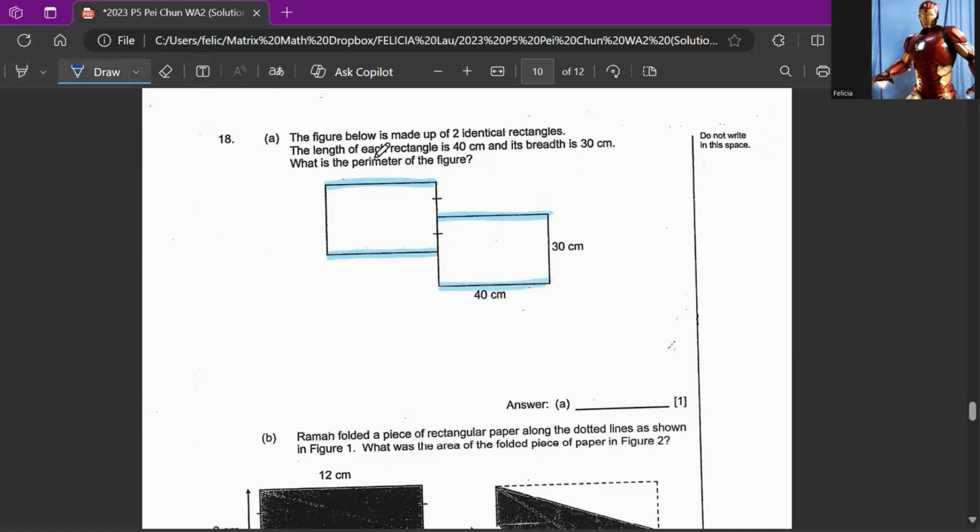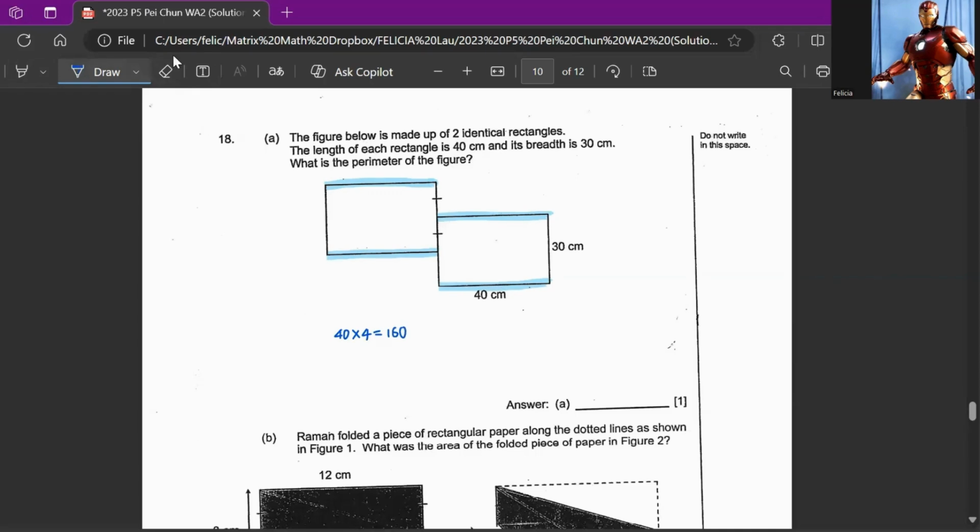So notice that you have 1, 2, 3, 4. 4 sets of 40, right? This is 40, 40, 40, 40. So 4 sets of 40 cm will be 160 cm.